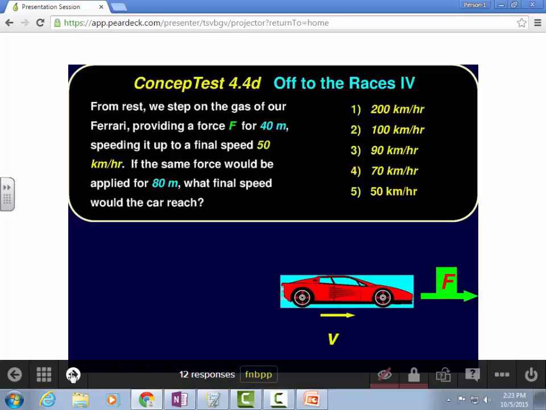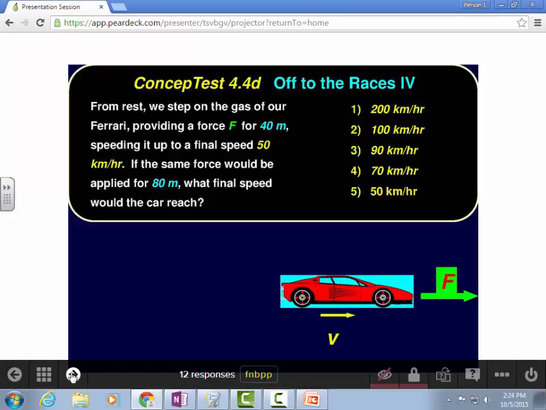Boom, boom. What's delta x2? 80. What's delta x1? 40. Notice what happens to these two? Cancel. So, this is equal to 2, and that's equal to V2 over V1 squared. So therefore, V2 is equal to root 2 V1.